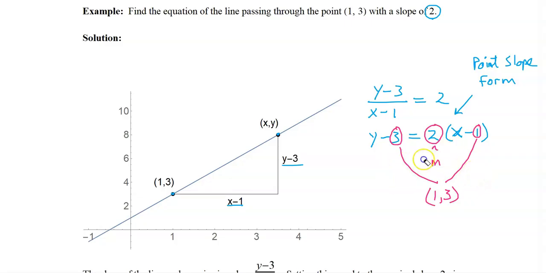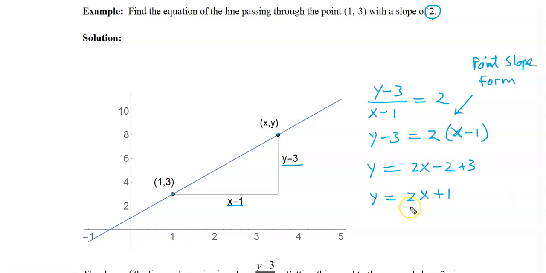Now, we can take that and put it into what we call slope-intercept form if we just do this. Simplifying this, let's write y equals, and if I distribute this 2, that's going to be 2x minus 2, and I add the 3 over to the other side, and we end up with 2x plus 1. That's a very common form also, called our slope-intercept form.